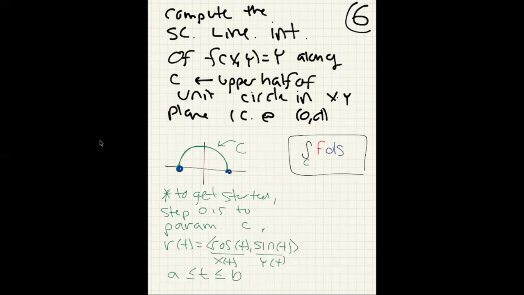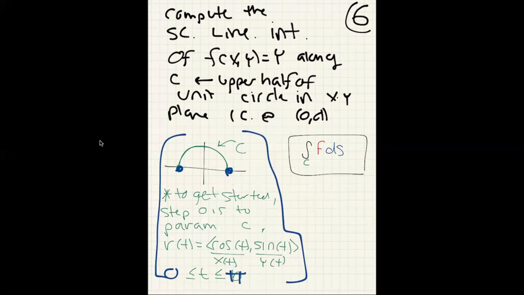0 to pi. Yes, good. Because this one right here happens when t is 0, and this right here happens at pi. Exactly. Okay, and that's important. It's important to actually get the bounds right, because you need to get the bounds in your integral correctly. That was probably one of the hardest parts in all of this, just finding the parameterization.